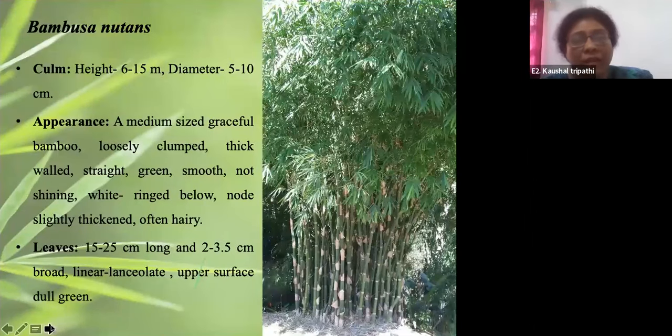Now coming to Bambusa nutans, which is a very important species nowadays. It has also been prioritized by the National Bamboo Mission as one of the important species. So this Bambusa nutans, its height is 6 to 15 meters, diameter 5 to 10 centimeters. Appearance: a medium-sized graceful bamboo, loosely clumped, thick walled, straight, green, smooth, not shining, white below, nodes slightly thickened, often hairy. Leaves are linear lanceolate, upper surface dull green. Next slide, please.